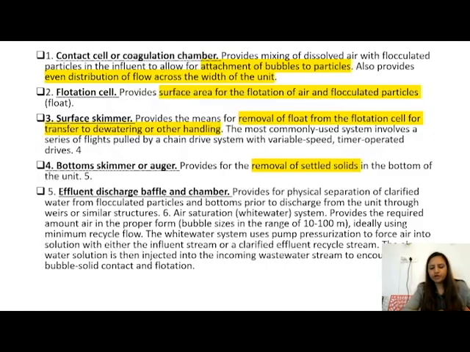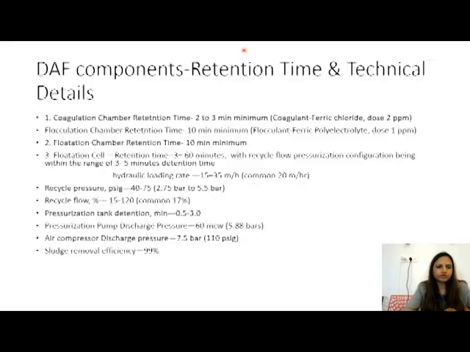Then there is an effluent discharge baffle and chamber, which provides physical separation of clarified water from flocculated particles and bottoms prior to discharge from the unit through weirs or similar structures. Then there is the air saturation system, which provides the required amount of air in the proper form, ideally using minimum recycle flow.